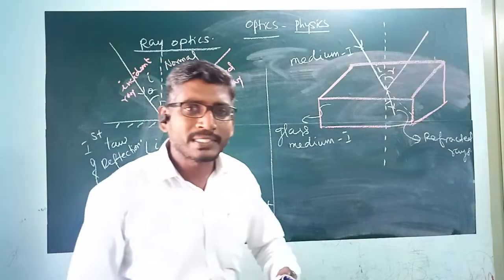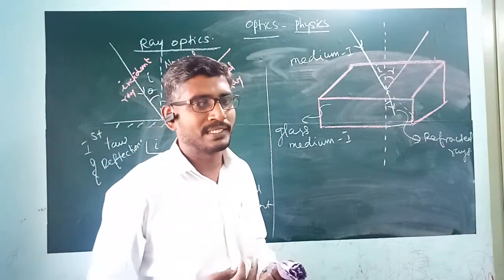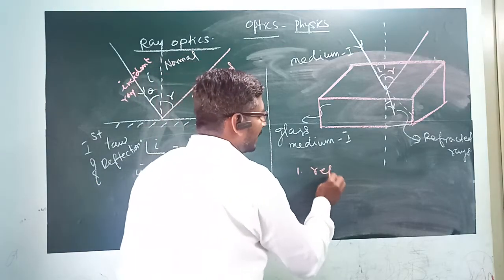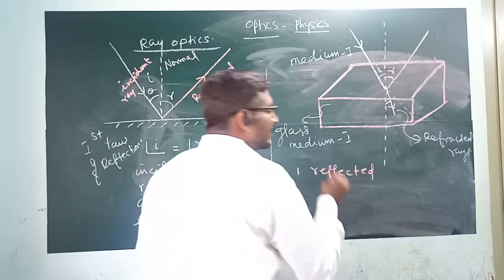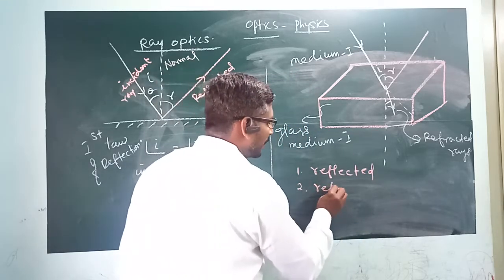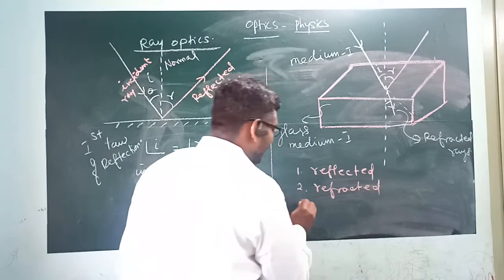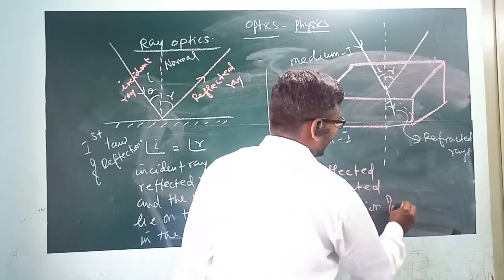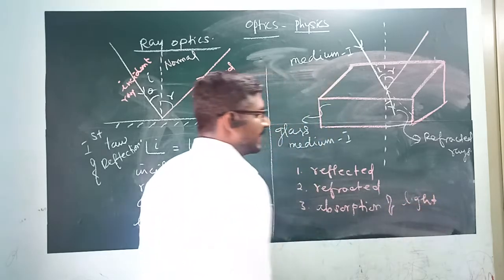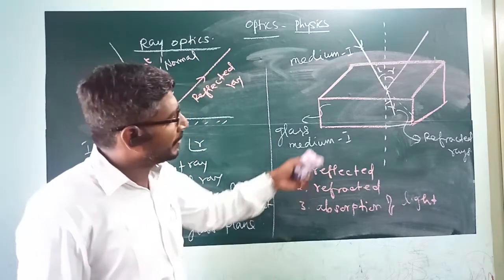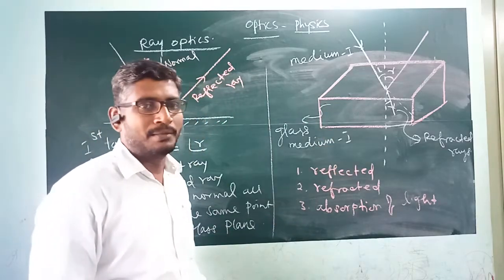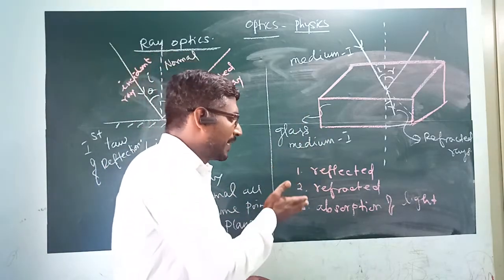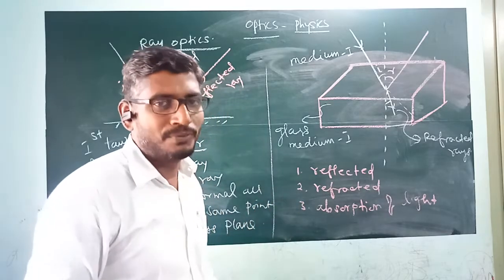So these are the conditions happening at a plane surface when there is a medium difference. Point number one is that partially the light is getting reflected. Second, some of the light is getting refracted into the medium. Third, there is an absorption of light in the medium. Light is a form of energy and some of the light is absorbed in the medium itself. So these are the three processes happening: reflection, refraction, and absorption of light.